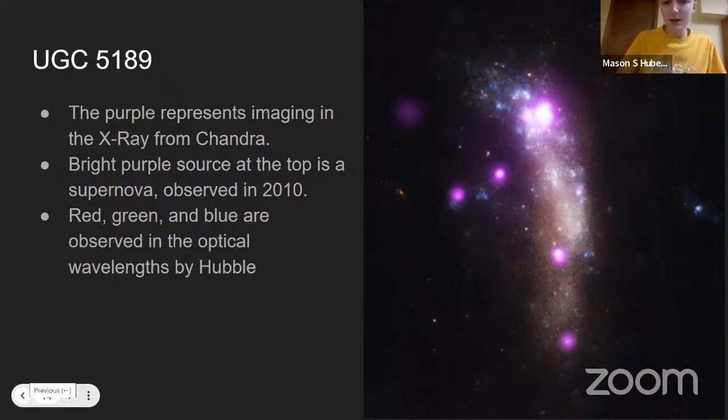So in this galaxy, these bright purple objects are taken in the X-ray, and this is from Chandra with their X-ray telescope. And this bright purple source at the top is actually a supernova, which was observed in our rest frame, the Milky Way's rest frame, in 2010. But all these red, green and blue stars that you see in the background are actually just optical photos taken by the Hubble Space Telescope. So you can get two different photos of the same region in space if you look at it through different wavelengths. All right, Derek.